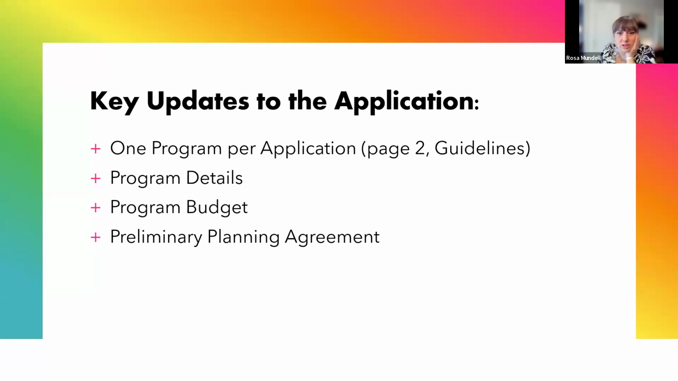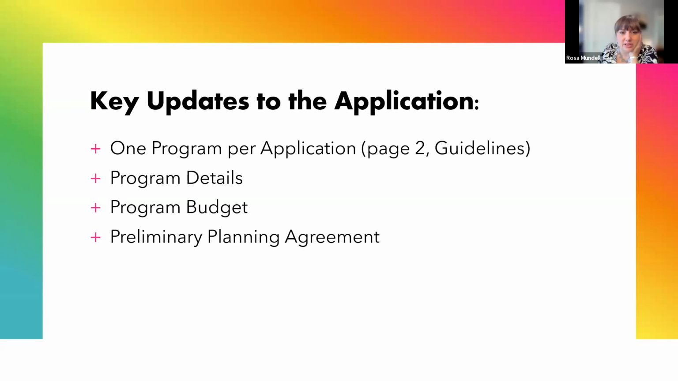To the schools, we changed it to one program per application. So there's an unlimited amount of programs that you can apply for. And each application must be named by the program name that you're proposing. I'll go into more detail on all of this once we go through the demonstration of the application. So if it doesn't make sense now, hopefully it'll make more sense later.